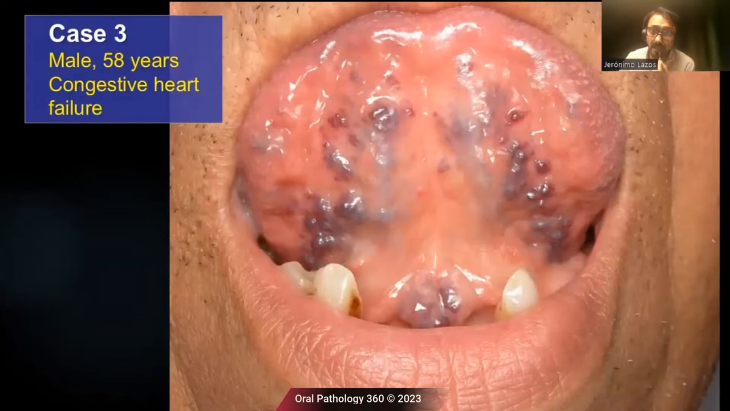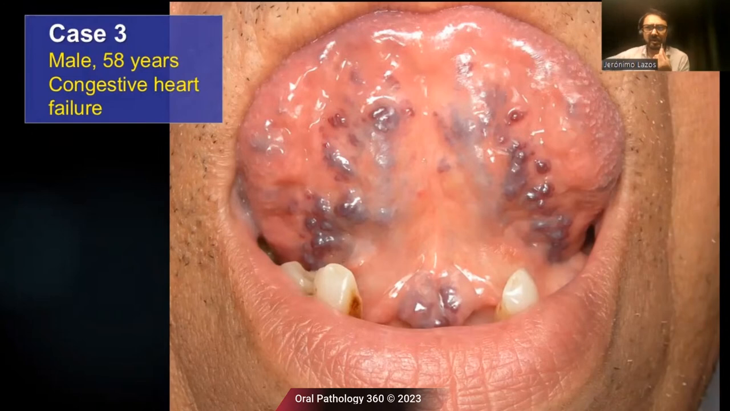Case 3. Here we have a case of a male of 58 years old, suffering from congestive heart failure. It is known that chronic elevation of right heart pressure could induce varices development, varices formation. And in this picture, we can see both the ventral surface and floor of the mouth having oral varicosities.